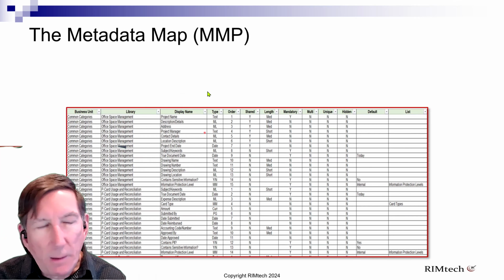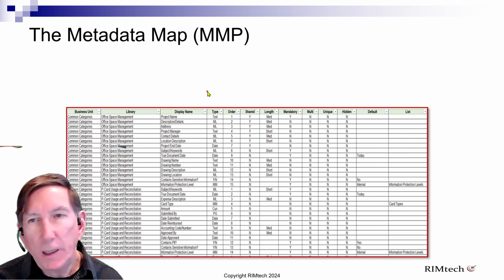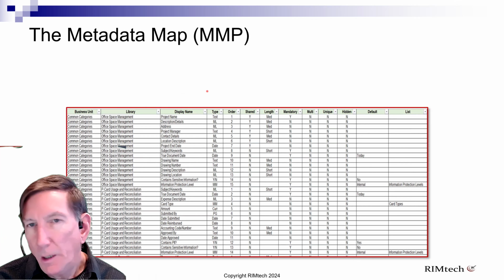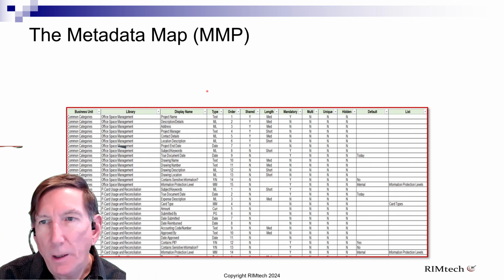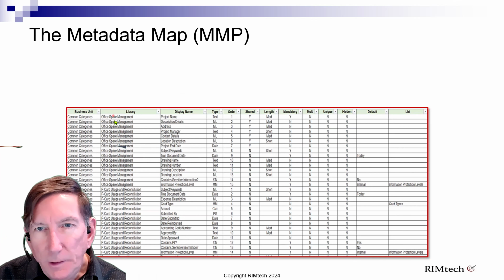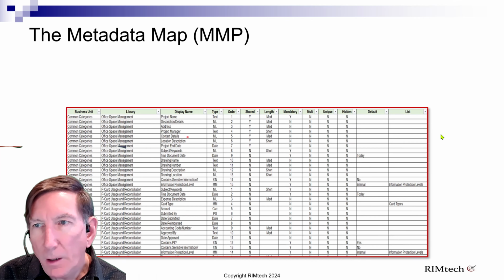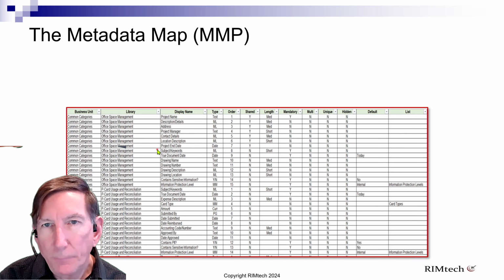This is the metadata map. So if you were to pick 800 categories, you would have 11,200 rows in this spreadsheet, okay? And yeah, we do it all the time. And you can see the columns per activity. This has 2 activities, office space management and P-card, credit card usage and reconciliation. And you can see this one has 15 metadata fields, the second one has 14, okay? And all the various characteristics in SharePoint.